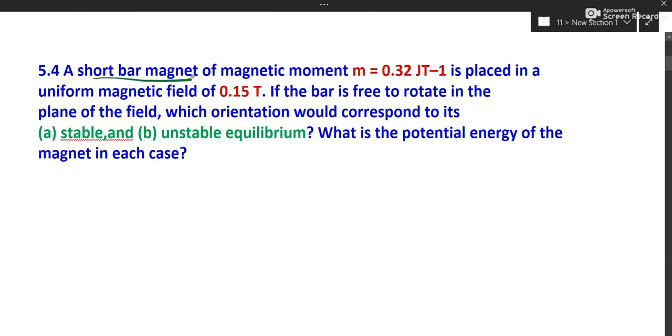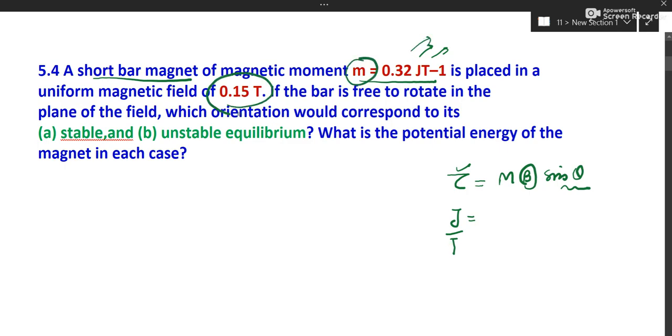A short bar magnet again. This is the magnetic moment this time, and this is the other unit of magnetic moment. This has come from tau is equal to mB sine theta. The trigonometric term has no unit, so torque has that of joules, and this is Tesla. So it is joules per Tesla. So this is another unit. So magnetic moment is given.